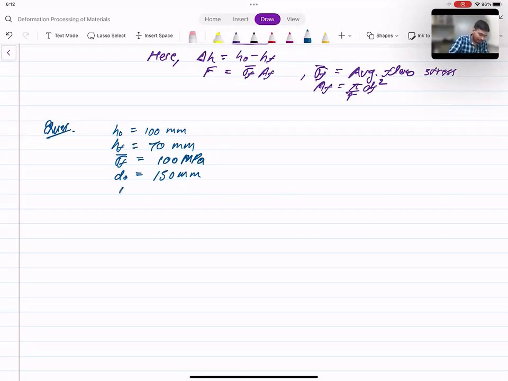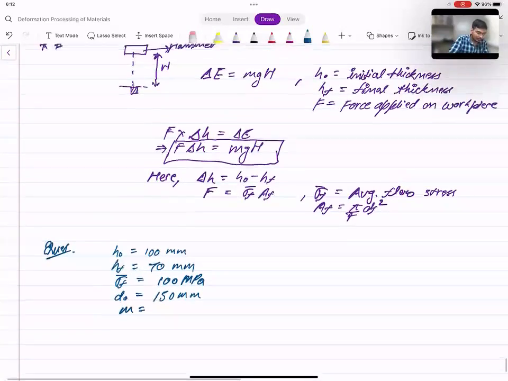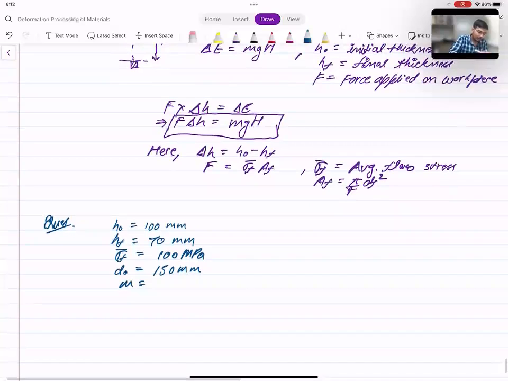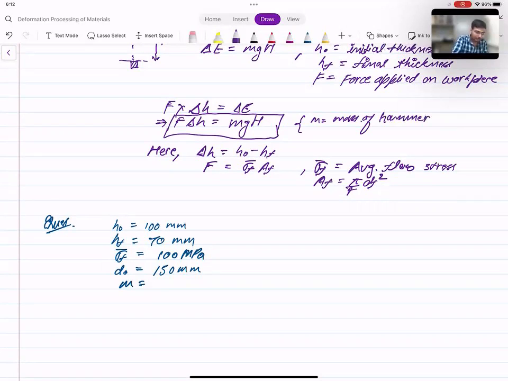Let me write it here, that m is the mass of hammer and g is the acceleration due to gravity.